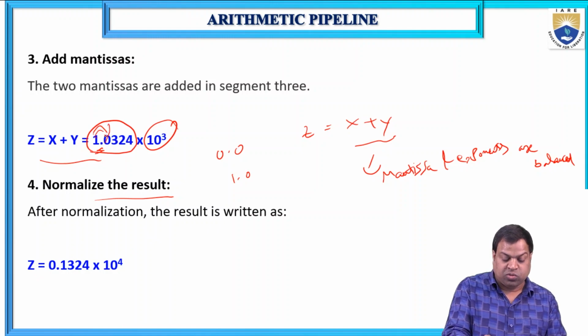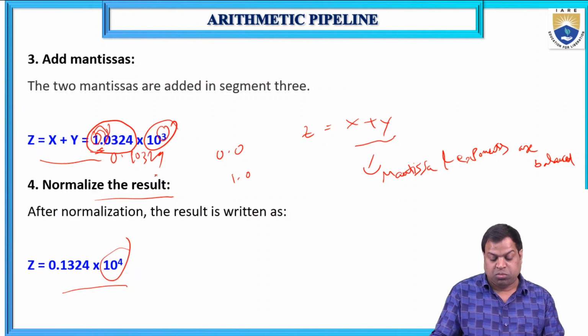So z equal to this one is shifted to here. In place of 1, I am taking 0. 1 is shifted to here, 10324. So 0 point, in place of this one, I am getting 1324 into 10 power 4. 10 cube is changed to 10 power 4.